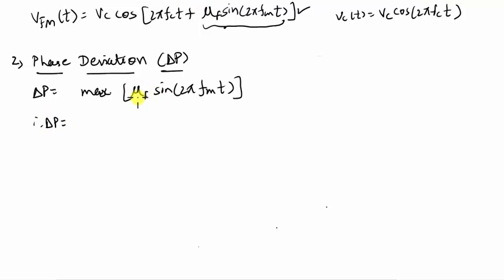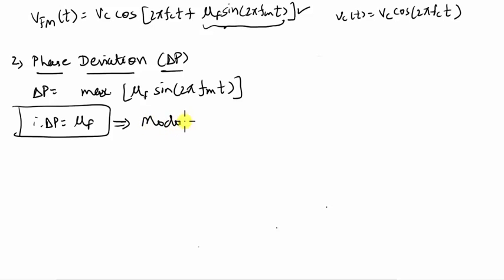Now we can see that mu f is a constant, so it comes out, and the maximum value that a sine function will take is equal to 1. So we get delta P equal to mu f. And it turns out that the phase deviation is nothing but the modulation index, because the mu f we have already defined as modulation index.